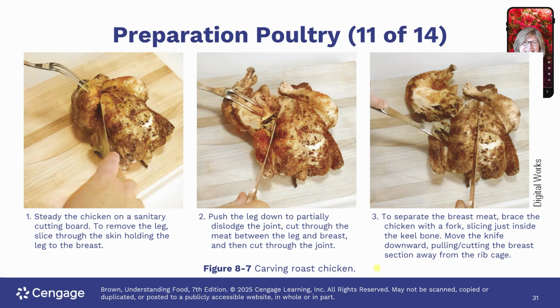You want to brace the chicken with a fork. A lot of times a carving set will have a long fork and a knife. You brace the chicken with the fork and slice just inside the keel bone. Here in picture 3, you see how you separate the breast meat. Generally if you buy a carving set, you'll see a long fork like you see in this picture, and a carving knife. You brace the chicken with the fork and then slice just inside that bone. You want to move the knife downward, pulling and cutting the breast section away from the rib cage.